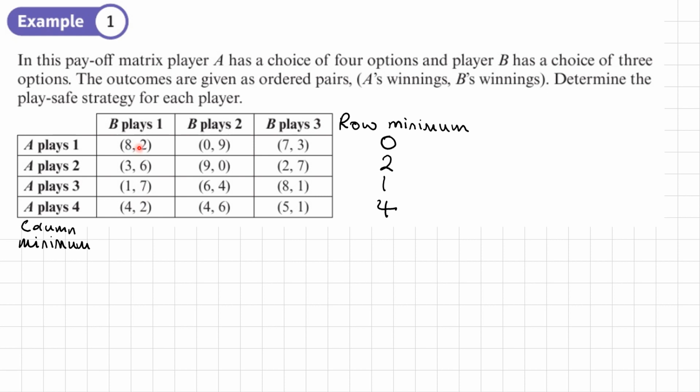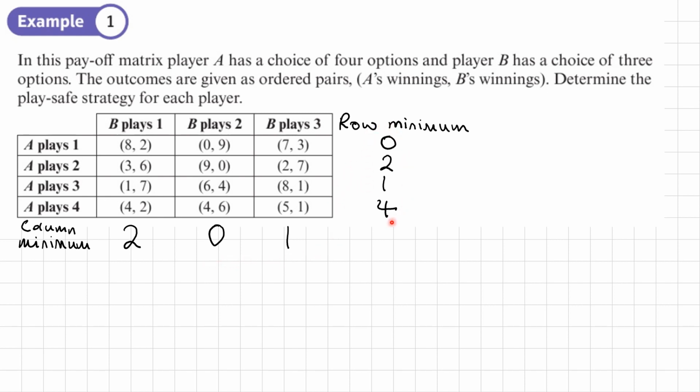So if they play 1, they could win 2, 6, 7 or 2. So the worst that can happen is they win 2. The second column, the worst they could win is 0, nothing. And in the third column, the worst that they could win is 1. So both players want to play the least worst option. They don't want to play the worst of the worst option.